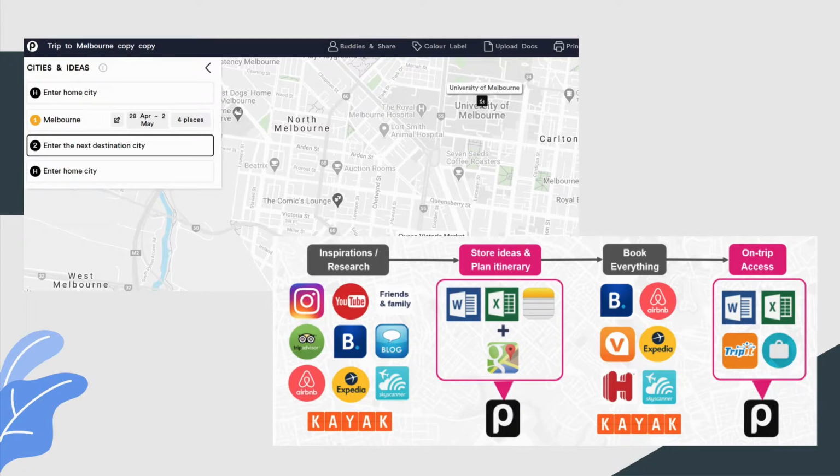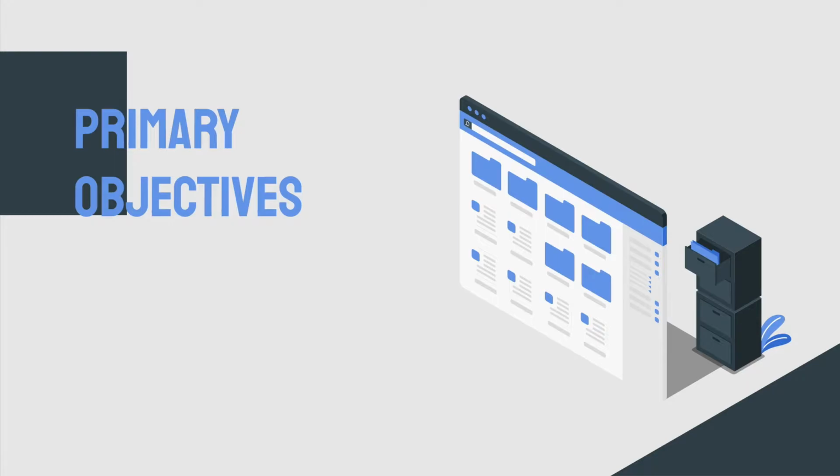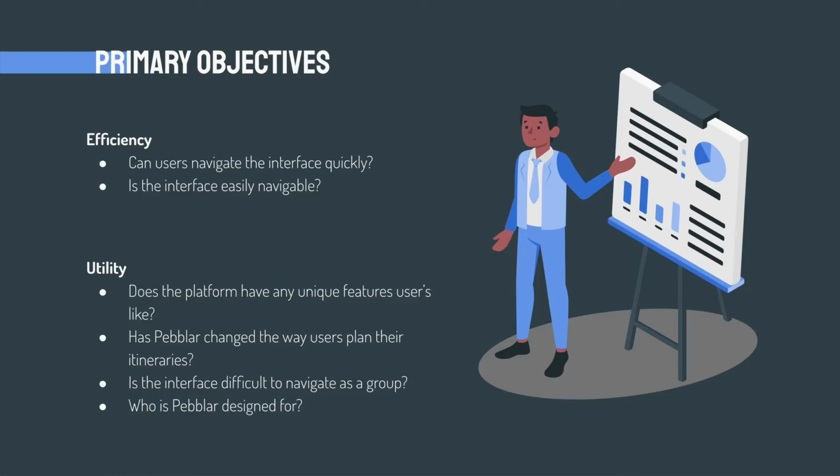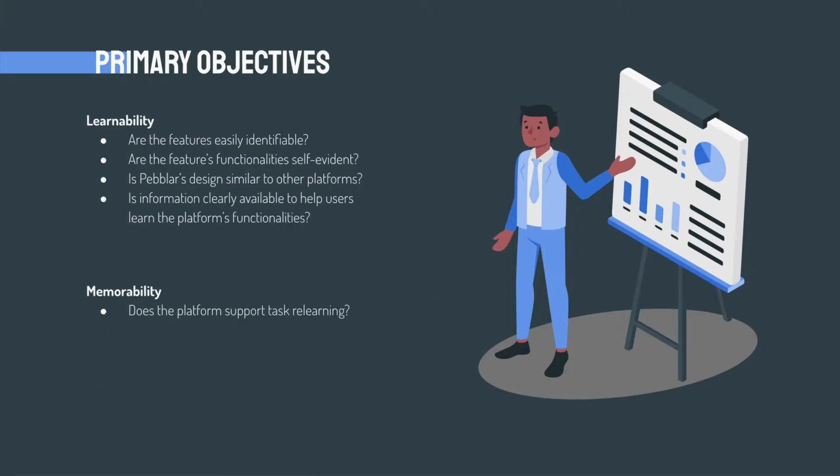Now, doesn't that sound interesting and full of exciting features? We thought so too, and here is our analysis on its interfaces and features. Now, let's dive right into the usability study. Firstly, we came up with some objectives that we wanted to accomplish while testing out the website. The major objectives were efficiency, utility, learnability, and memorability of the website.